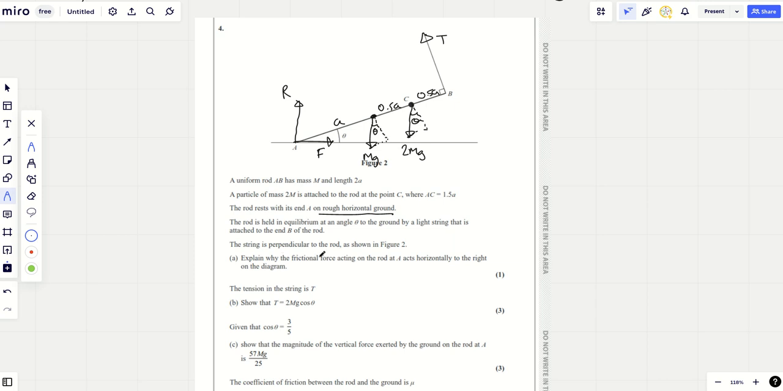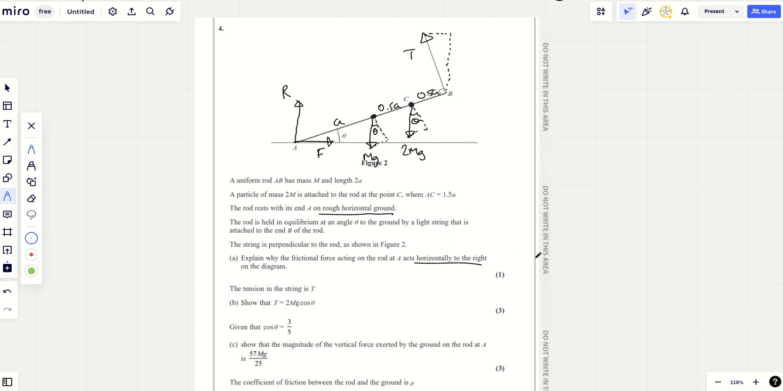Okay, explain why the frictional force acting on the rod at A acts horizontally to the right, just as I said it would. Well, the reason it's got to act to the right is because the tension is going a bit to the left. If I can move that T over here just so it's in a better place, can you see that that's going a bit to the left? It's going a bit up and a bit to the left.